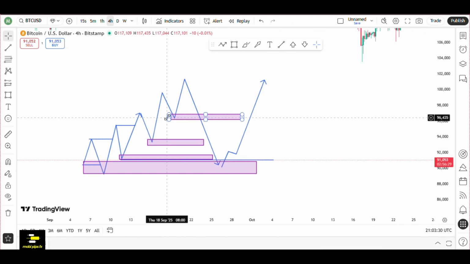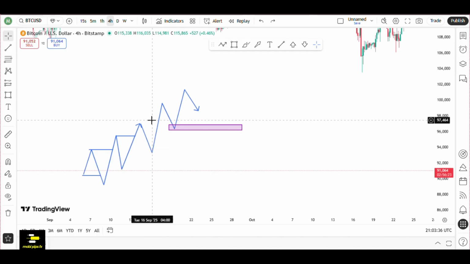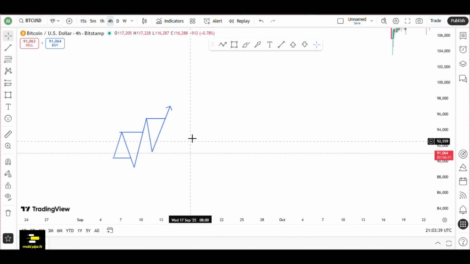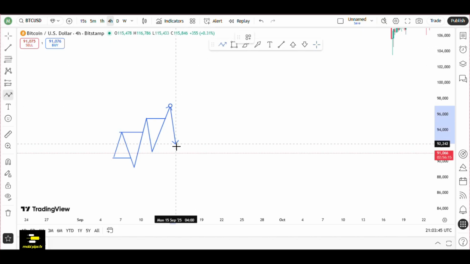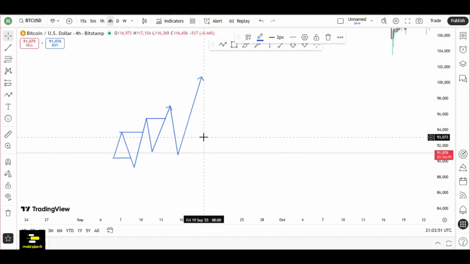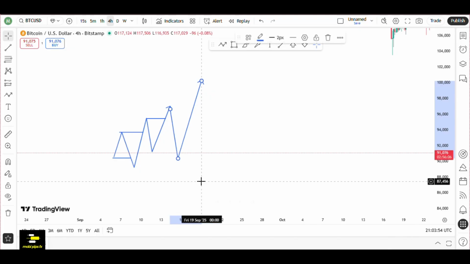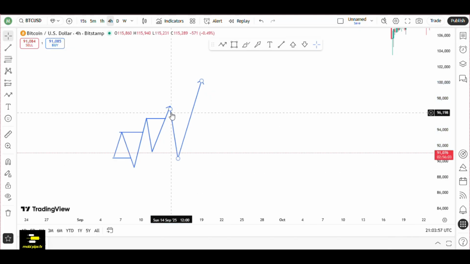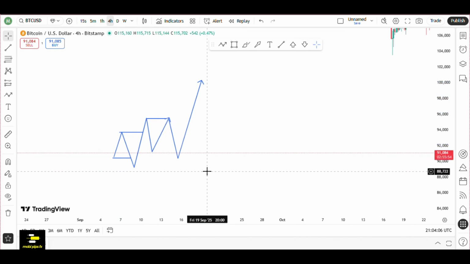So you don't have to be confused. Should I take it from here? Should I take it from here? Which of the zone is correct? Let me give you an example here. Let's say you had something like this. Let's say we had something like this.